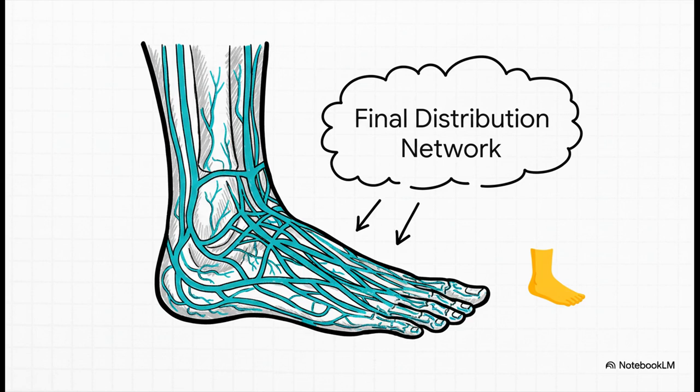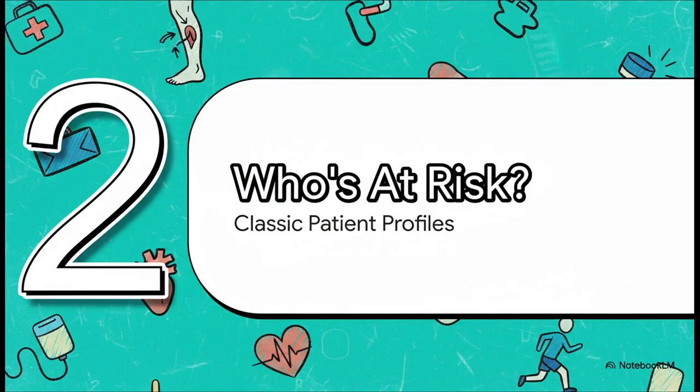If the first 2 zones were the highway and the main road, think of this as the local streets. These are the smaller arteries below the knee, the tibials, the pedals, that deliver blood right to the doorstep of the foot. All right, so we've got our map.